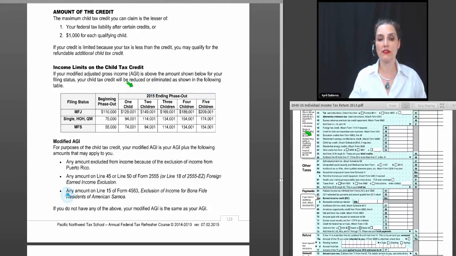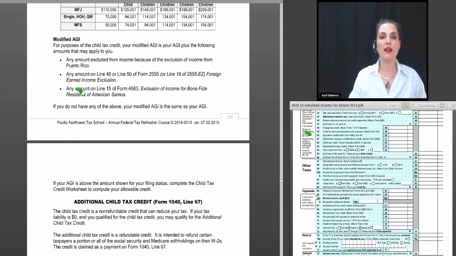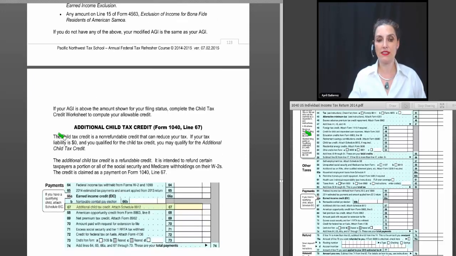Modified AGI. For purposes of the child tax credit, your modified AGI is your AGI plus the following amounts. Any amount you excluded from income under the exclusion rules for income from Puerto Rico or under the foreign earned income exclusion or because you were a resident of Samoa. If you do not have any of the above, then your modified AGI and your AGI are the same.